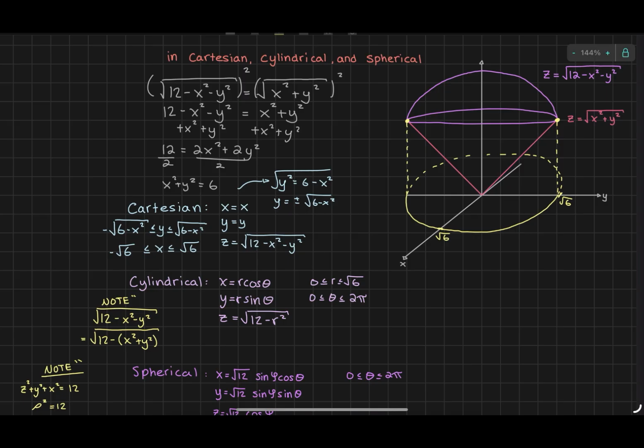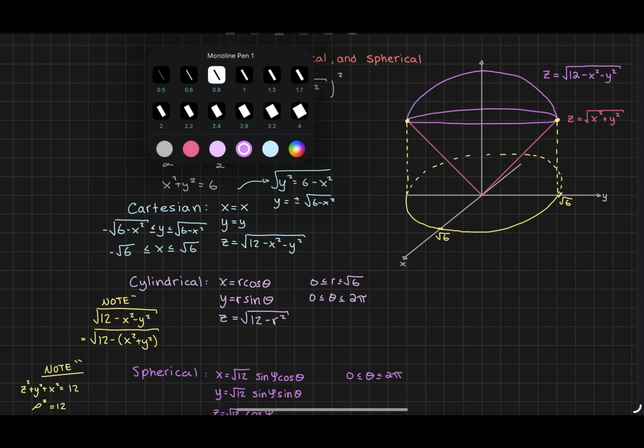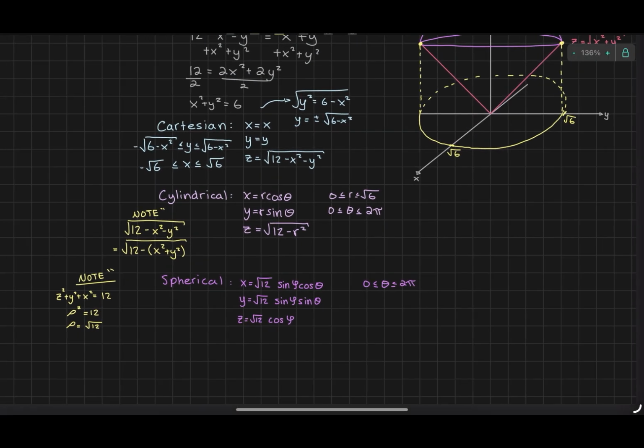And now, let's see here. We're going to have to set our sphere and our cone equal to each other, convert it to spherical, and then that way we'll be able to figure out what our bounds on phi are. So let's go ahead and do our math there.